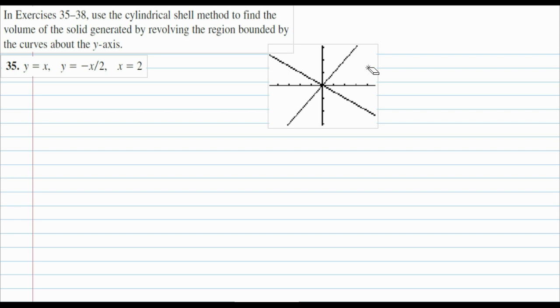Okay, so let's think about it. First of all, it's being revolved around the y-axis, so I draw my little circle to show that. Then it's the region bounded by y equals x, y equals negative x over 2, and x equals 2. So I'm looking at this triangular shape because that has all three boundaries. So this is it. This is all I'm working with.